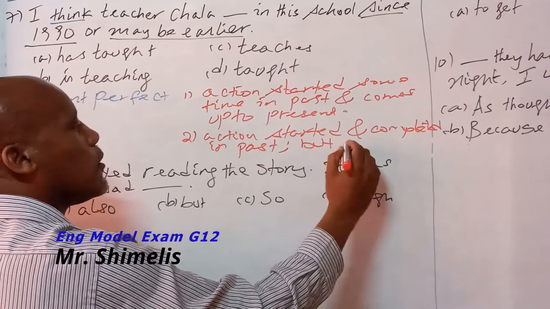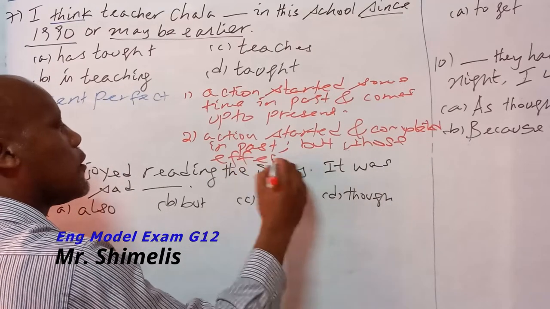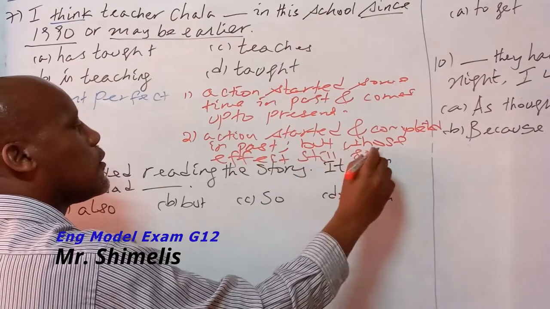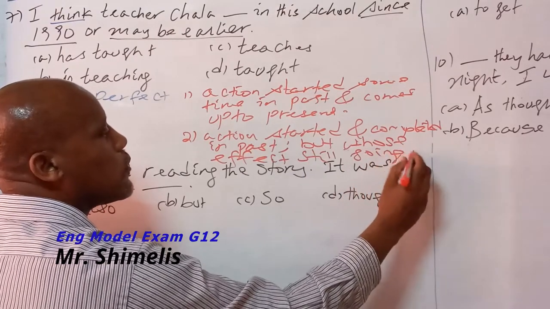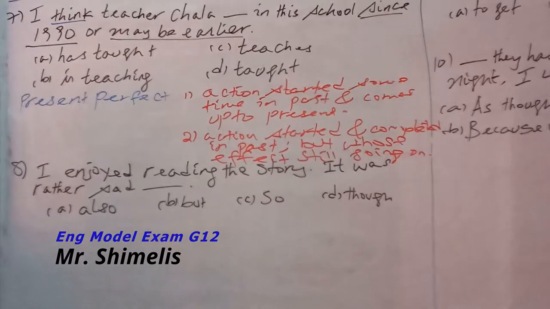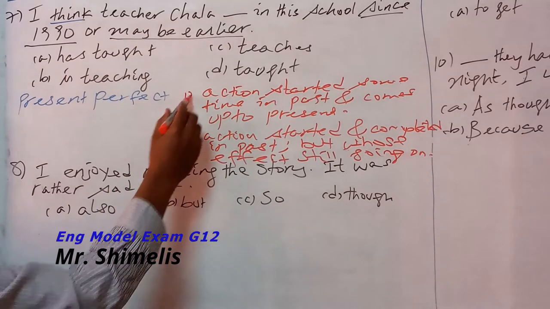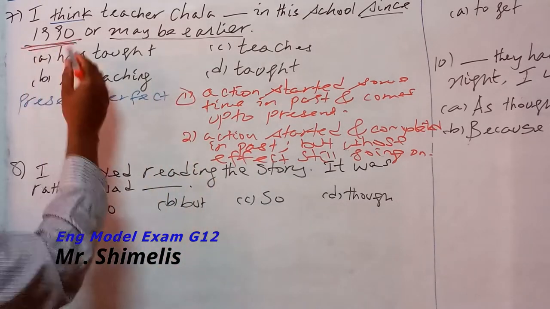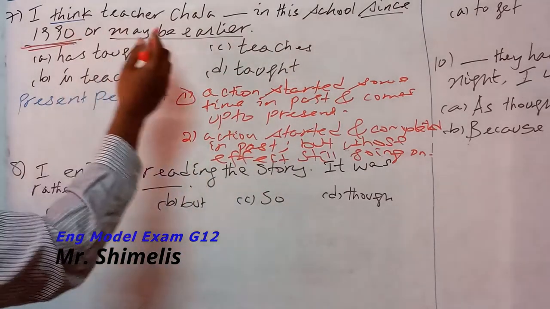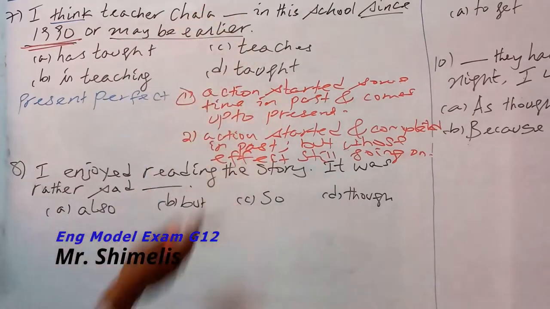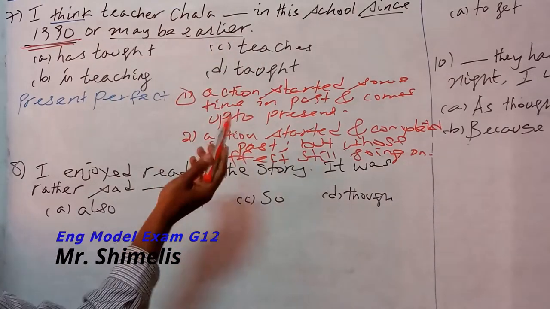Action started and completed in past, but whose effect is still going on is expressed using present perfect. So which action is this one? Our particular sentence is the first action. So it started from some point of time, 1990 or maybe earlier, and comes up to the present. So we use present perfect.